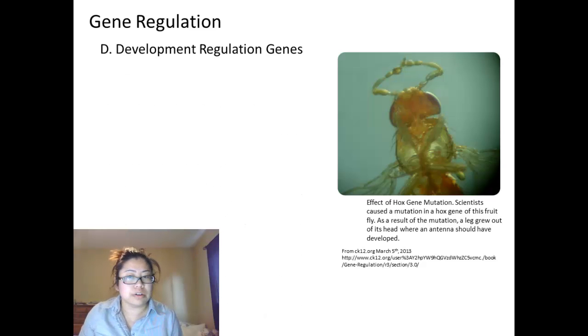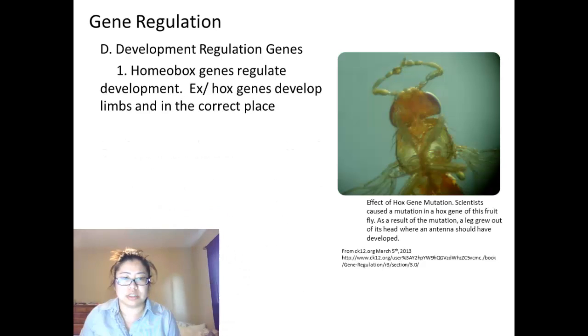So another way in which genes are regulated can be shown through developmental genes. An example of that are homeobox genes. They regulate how things are developing, and this is very important when species go through their embryo stage. So an example, there's Hox genes. They develop limbs and make sure they grow in the right place.